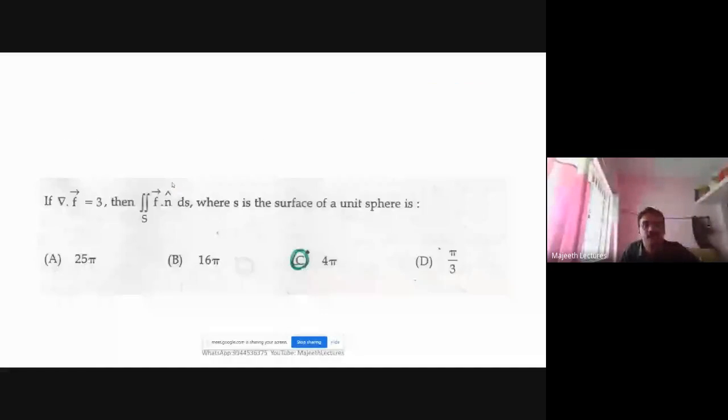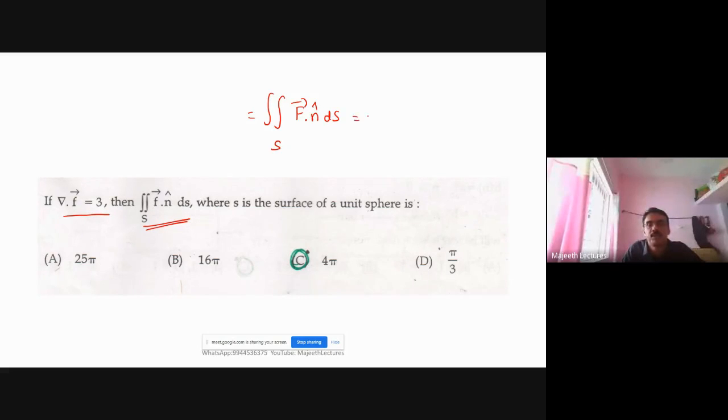Okay. Here you see, this is a wonderful question asked somewhere. I think it is a TRB question in our Tamil Nadu. Here they have given del dot f is equal to 3 and asked us to find the surface integral of f dot n ds. So it is a surface integral. Who is relating the surface integral? Right? So what they ask is this answer. This only we have to find. See, if you use a formula, you never find.